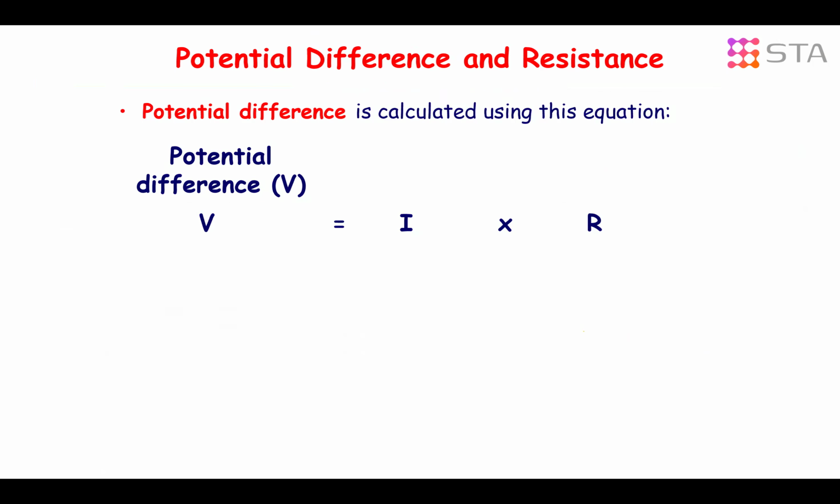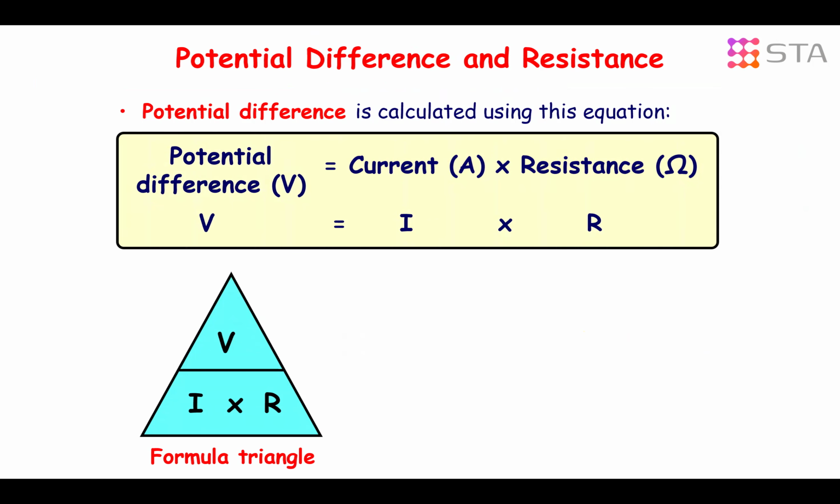So here we go. If you want to draw the formula triangle, here it is. V goes at the top, I times R at the bottom. So if you cover up the V, you will be left with I times R. I is V divided by R, and R, resistance, is potential difference divided by current. So it did ask you to calculate the resistance. It's V divided by I.